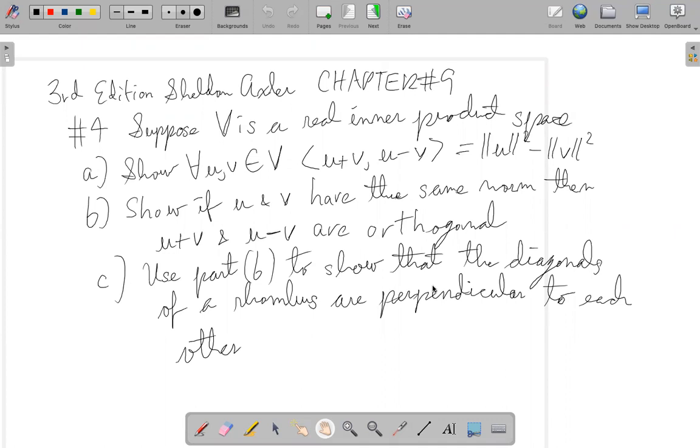Suppose V is a real inner product space. Show that for all vectors u and v in the vector space V, the inner product of u plus v and u minus v equals the difference in their magnitudes squared. Now show if u and v have the same norm, then u plus v and u minus v are orthogonal to each other. And finally use part B to show that the diagonals of a rhombus are perpendicular to each other.